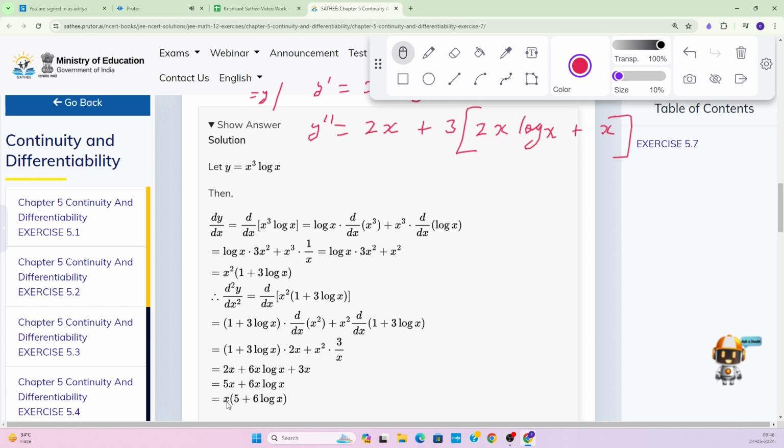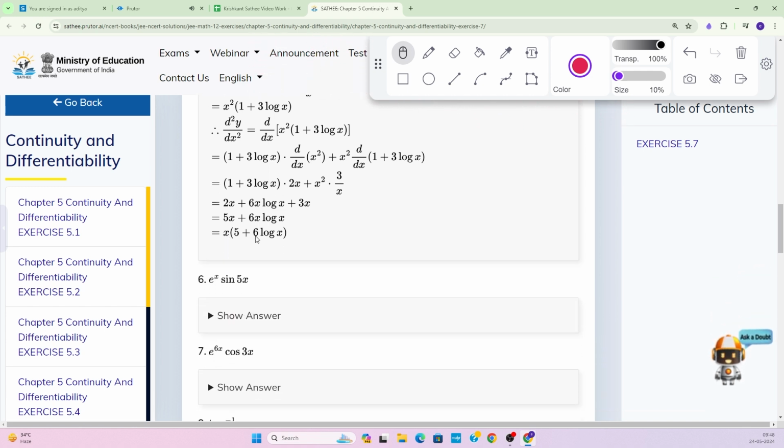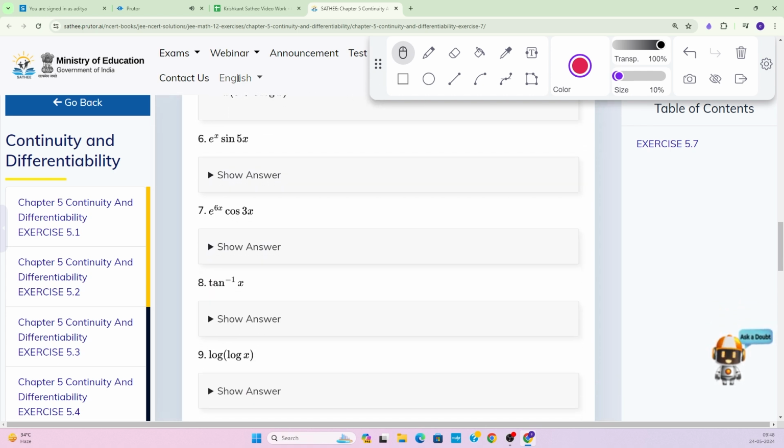Take x common, you will have this form which is written over here, x multiplied with 5 plus 6 log x. Okay, clear? Okay, now the sixth problem. Now the sixth problem says this thing, quite simple. Take it equals to y.